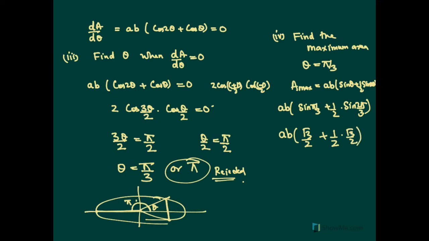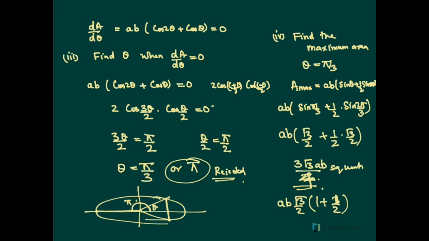So now take root 3 by 2 common outside, and you will get the answer as root 3 AB upon 4, you should get, not 2. I will make the correction later. It is upon 4. Do the calculation yourself. Take AB, take root 3 by 2 outside, 1 plus half. 1 plus half is 3 by 2. So 3 root 3 by 4 AB, that is the maximum area.